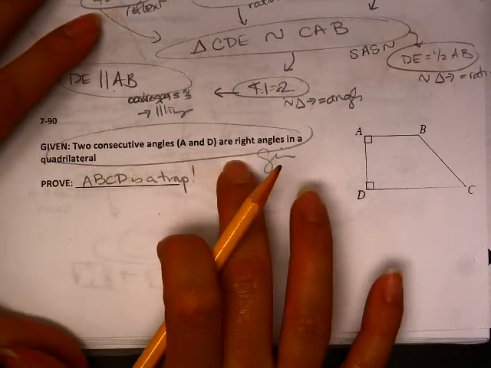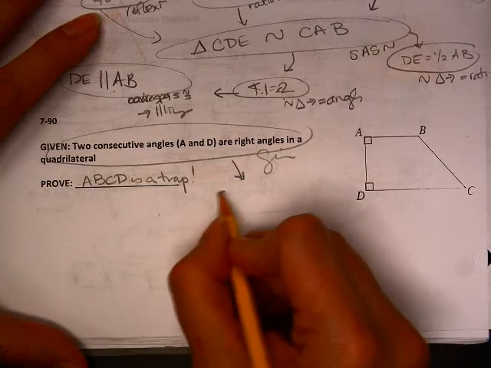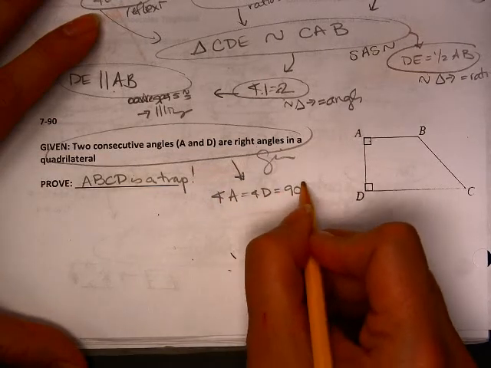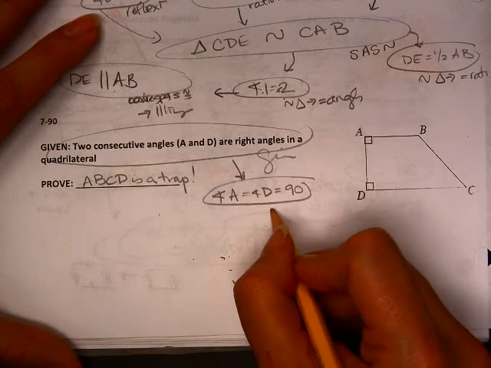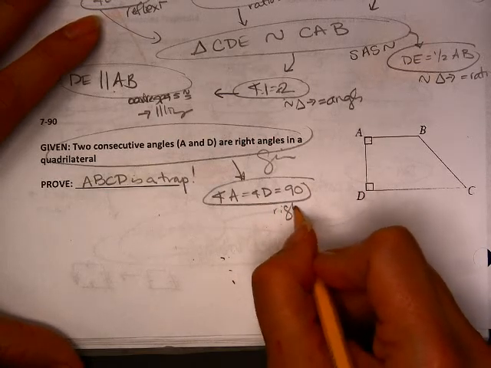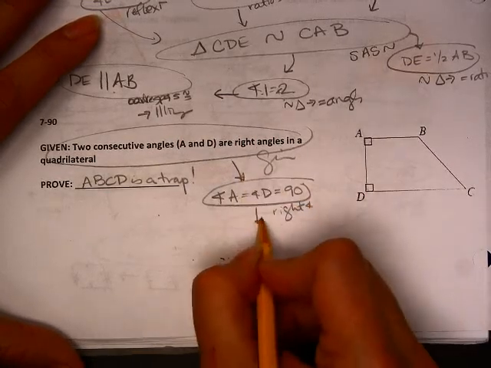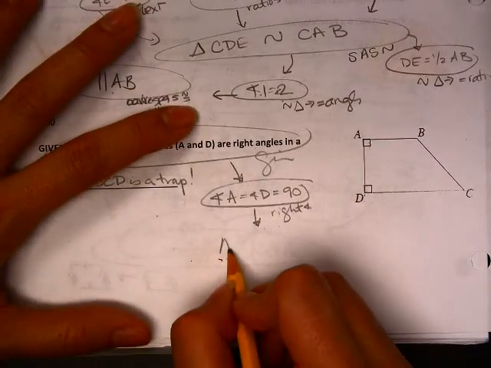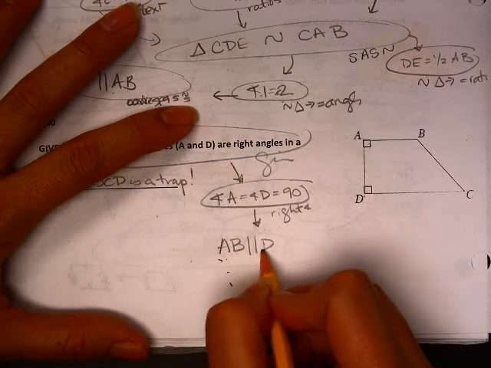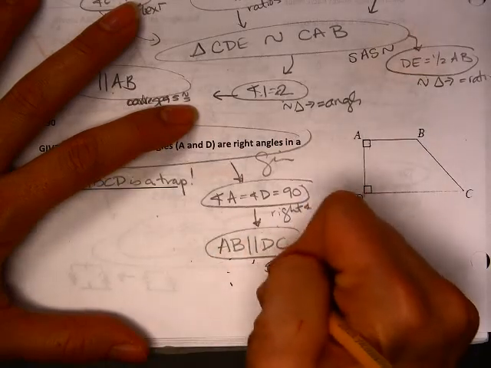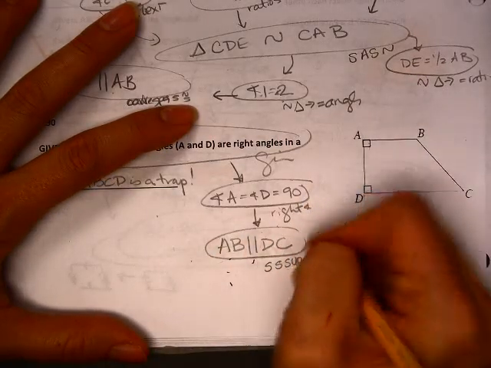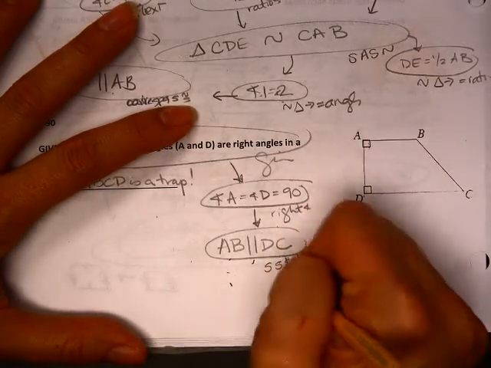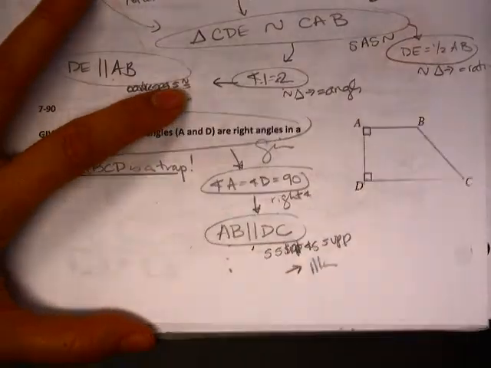Okay, so that is my given, which tells me that angle A equals angle D equals 90 degrees. And those guys are supplementary angles, and they're same side interior angles, so you can say that these guys are parallel. Same side interior angles being supplementary gives me parallel lines.